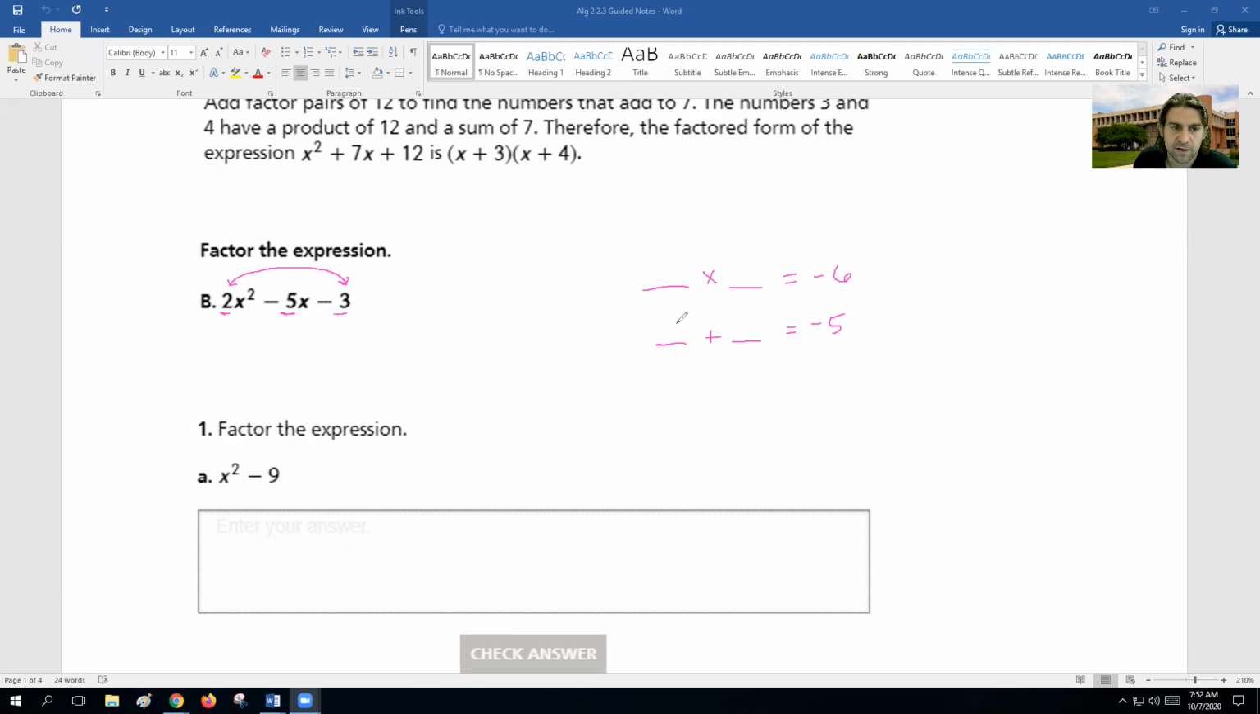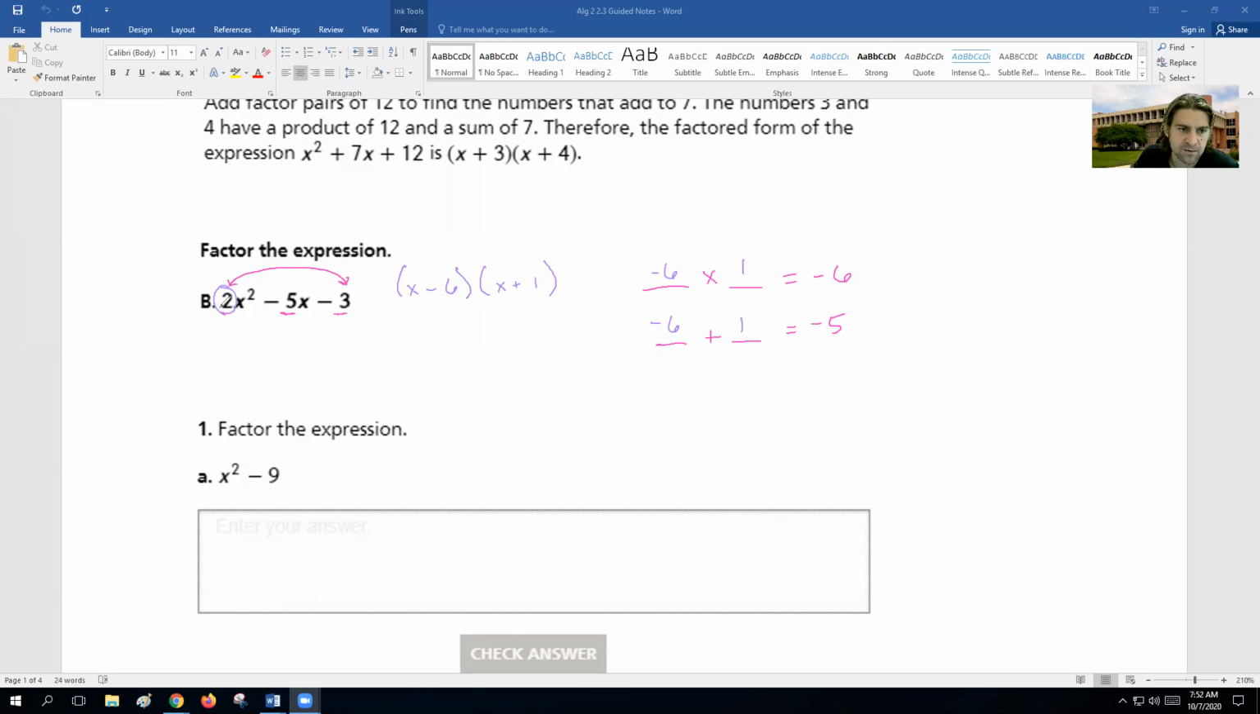So we're really figuring out, okay, what two numbers multiply together to give us -6? What two numbers add together to get -5? And that'd be, we think here, a -6 and a +1. -6 times 1 is -6, -6 plus 1 is -5. So that means our factors are x minus 6 and x plus 1.